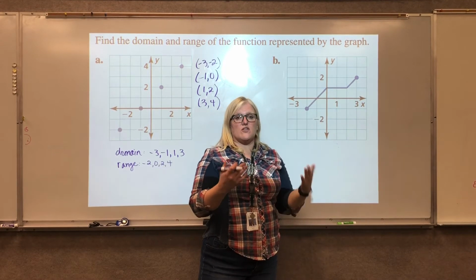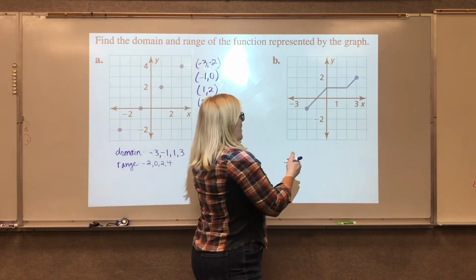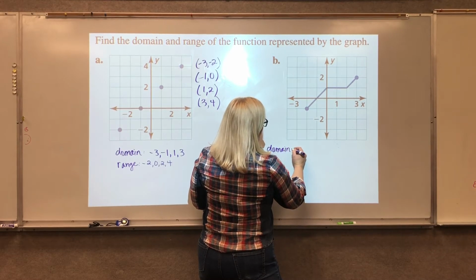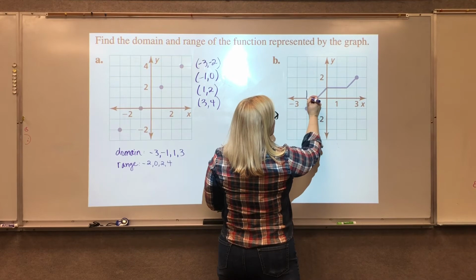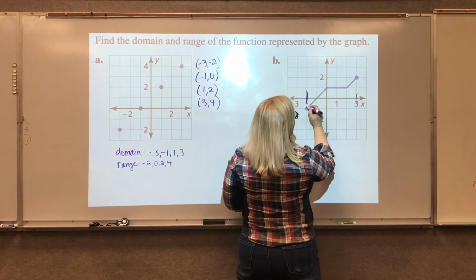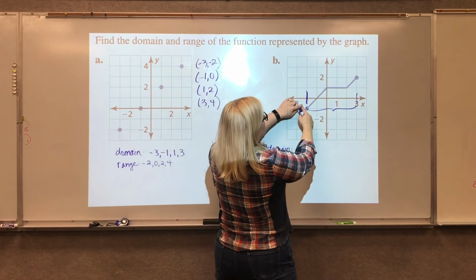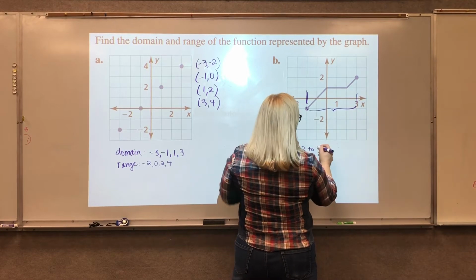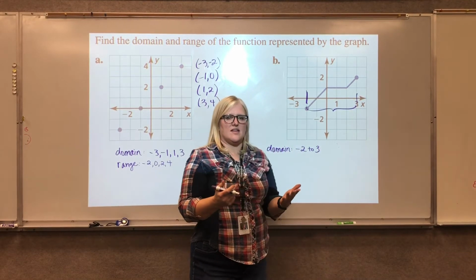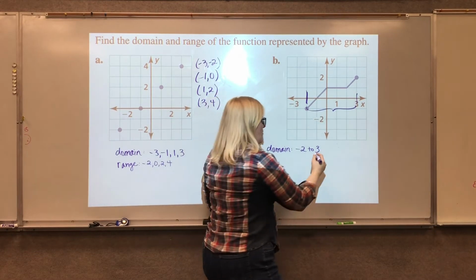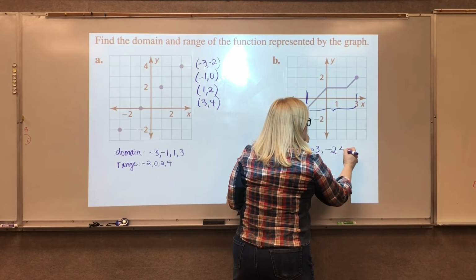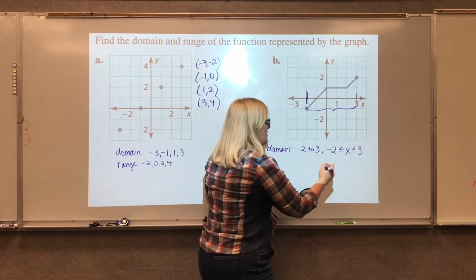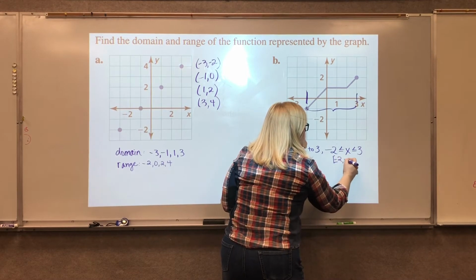Well, this is when we use intervals, and this is going to look familiar. So if I'm looking at my domain, it starts right here, and it goes to here. So I'm going from -2 to 3. Well, how do I write that as an inequality? I write it like this: negative 2 is less than or equal to x, which is less than or equal to 3. And remember interval notation, that would be [-2, 3].